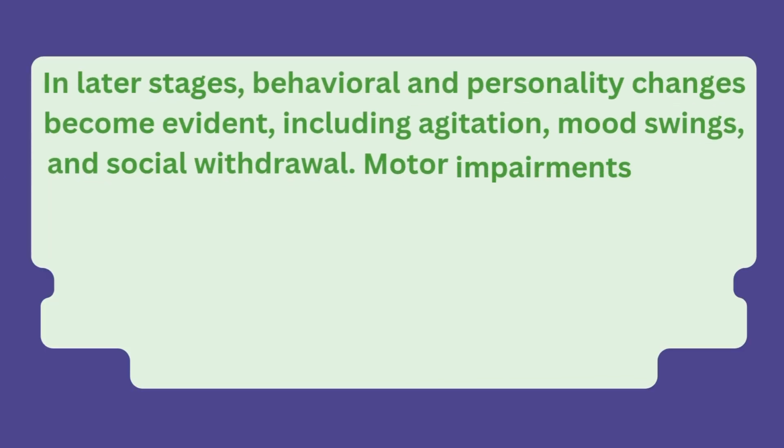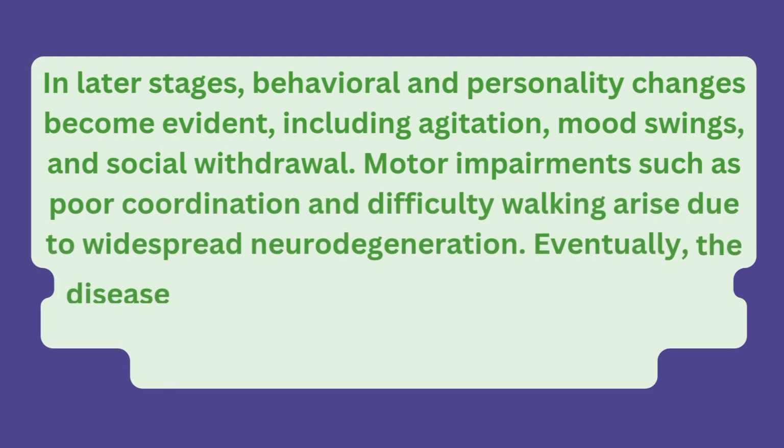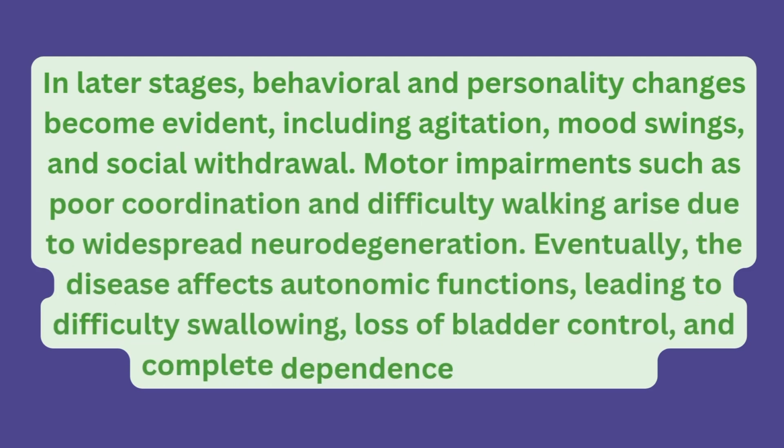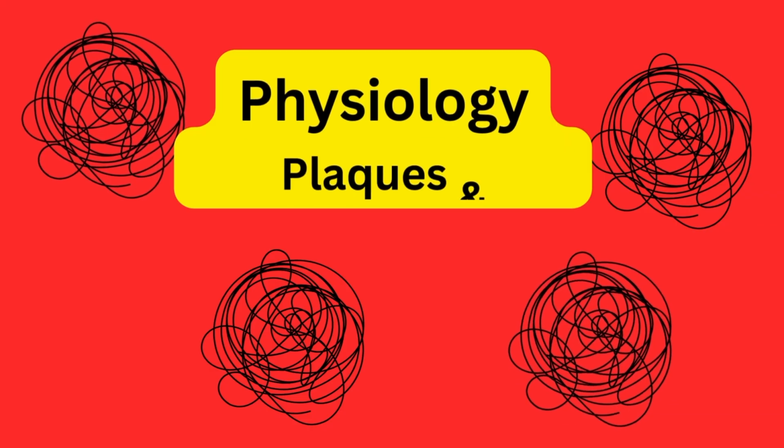Later than that, behavioral and personality changes become evident, including agitation, mood swings, withdrawal, motor impairment, poor coordination, and difficulty walking. This is due to neurodegeneration. Eventually, the disease will affect autonomic functions, leading to difficulty swallowing, bladder control, and dependence.